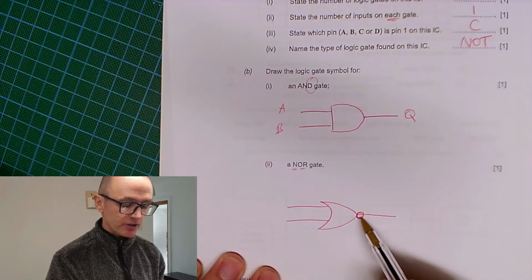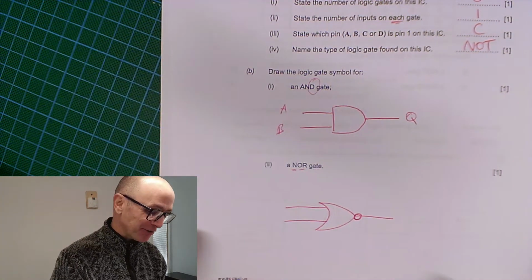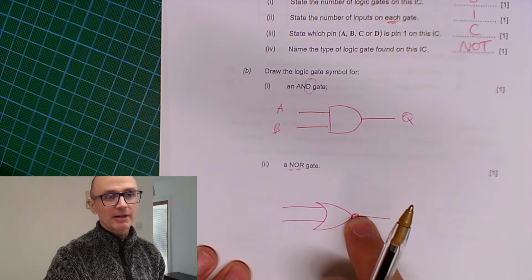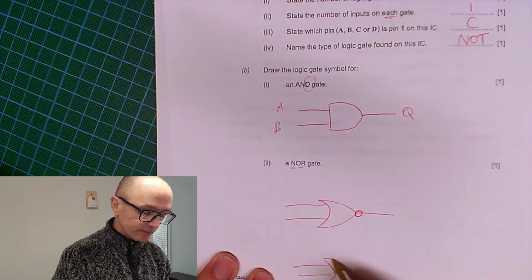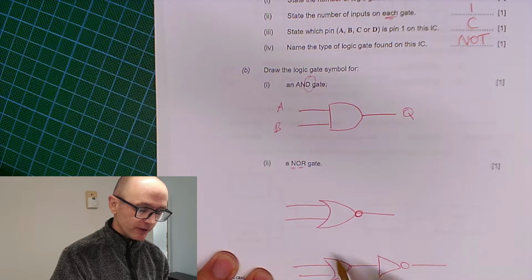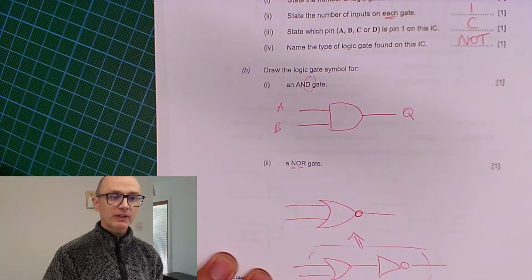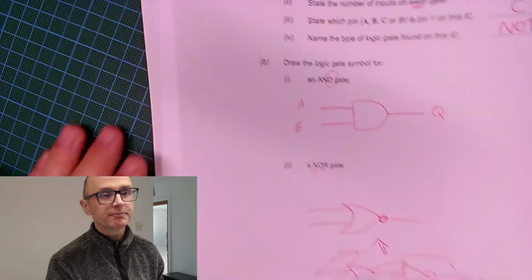Do make sure that you've got that circle on there. Too much talking almost left it off. Without the circle it's an OR gate. With the circle it becomes a NOR gate. In other words, it's like an OR and then it goes through a NOT. You don't need to draw any of the rest. NOR gate.